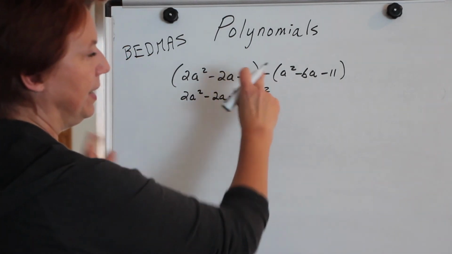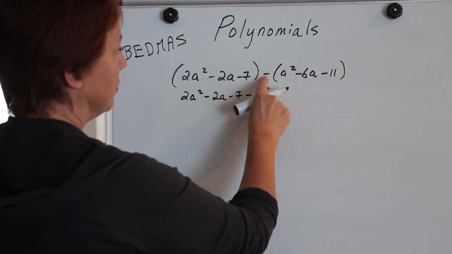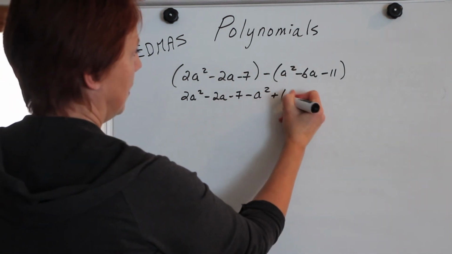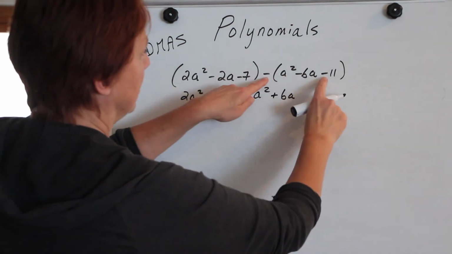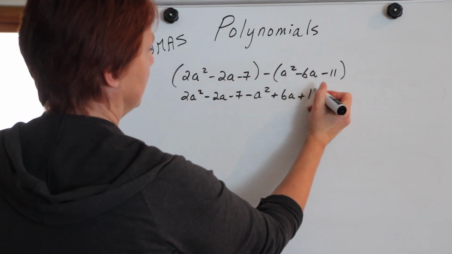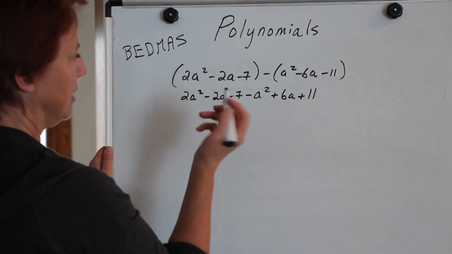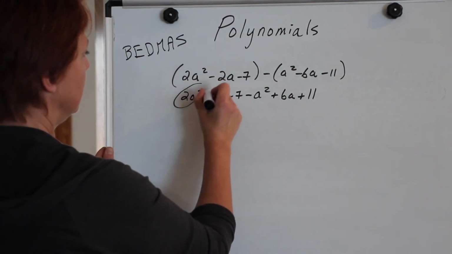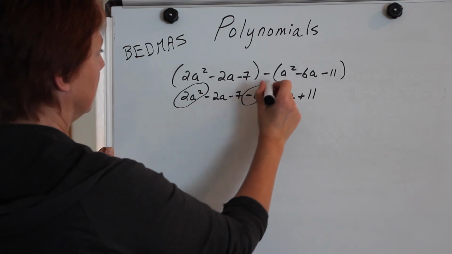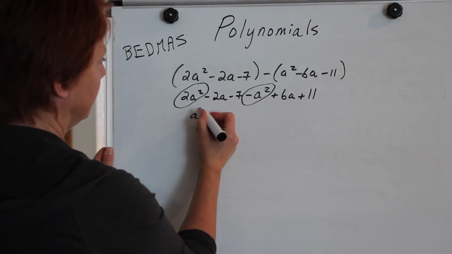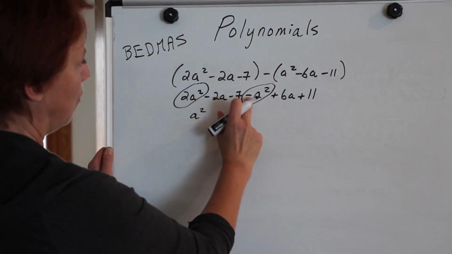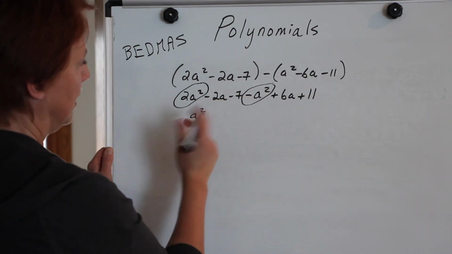Because when you multiply by negative, the sign changes. So negative times negative, that's going to give us a positive there. And the negative times a negative will give us a positive there as well. Now look for things that are the same. So here's another thing you can do. You can circle the like terms. Alright, so a squared we get there because 2 minus 1 is 1.